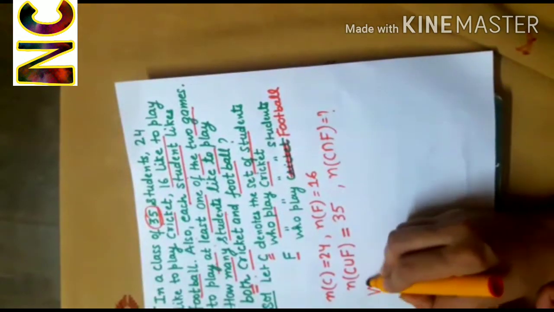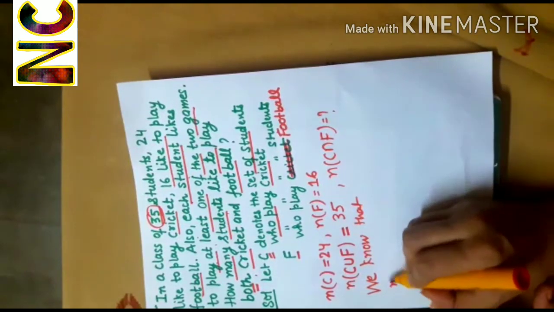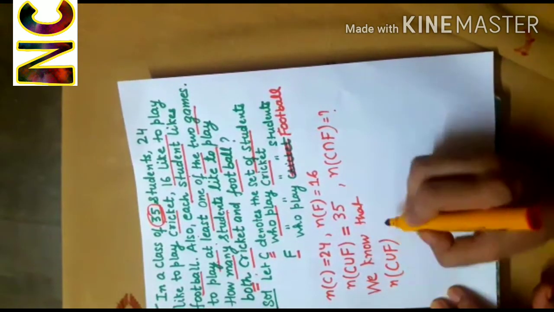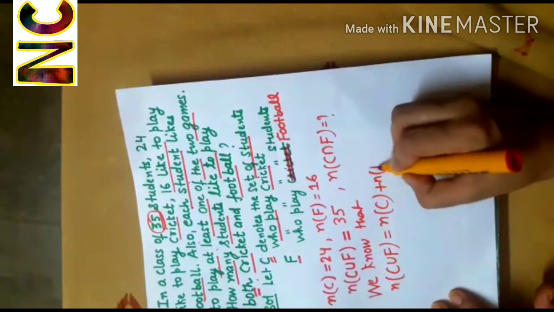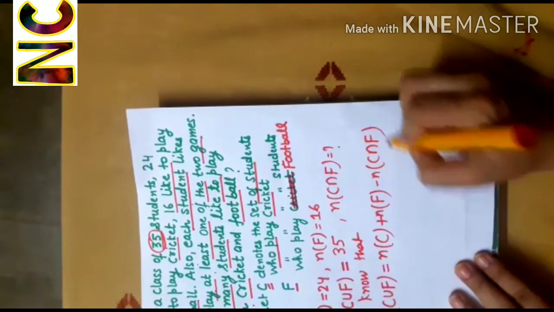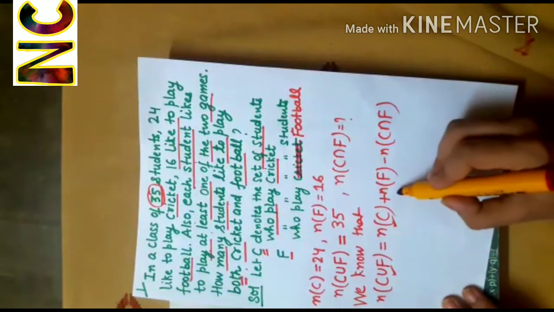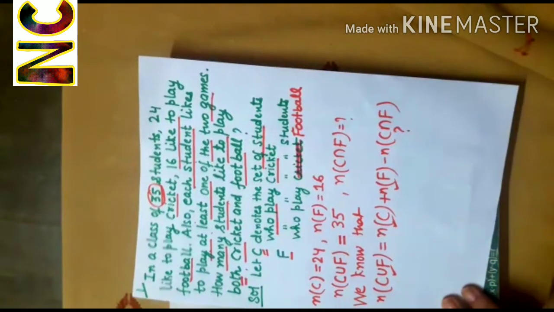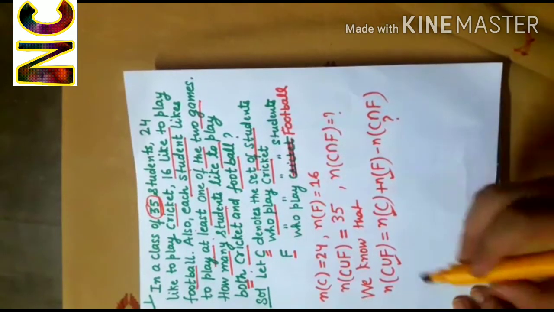Now we know that the number of elements in C union F will be the number of elements in C plus the number of elements in F minus the number of elements in C intersection F. This we know, this we know, this we know, and this we need to determine. Can you find? Yes, it's easy to find.